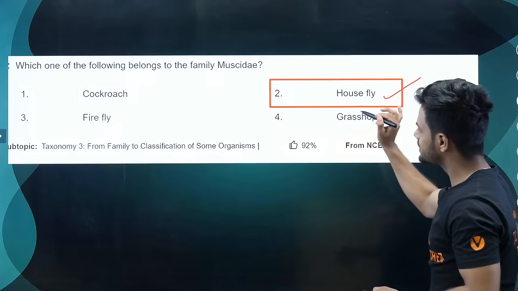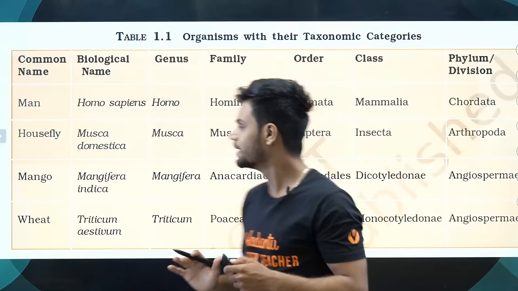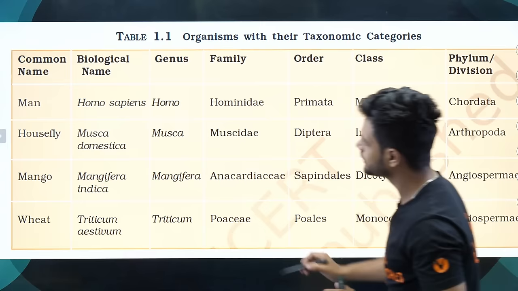Now, students, this has been a question which has been asked repeatedly. And where is the question from? This question is from the following table. If you look here, the house fly family.